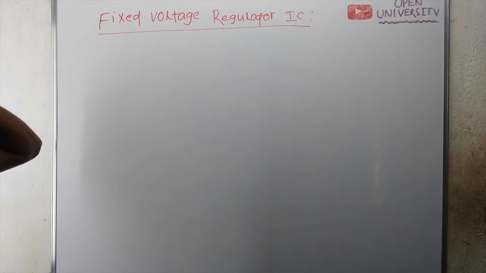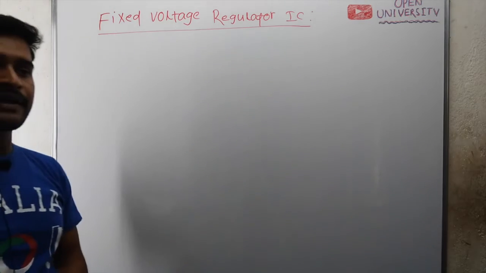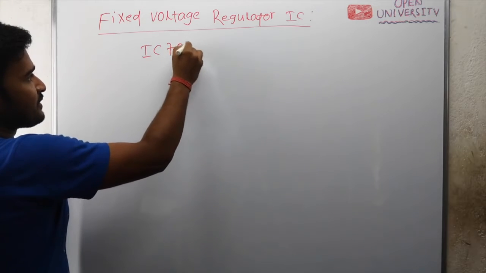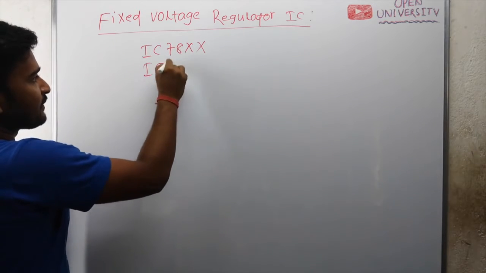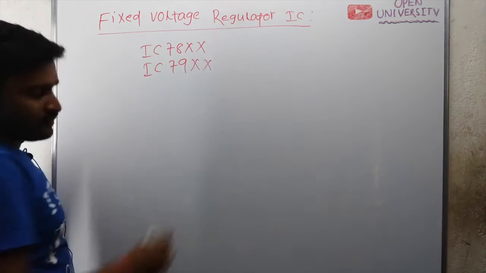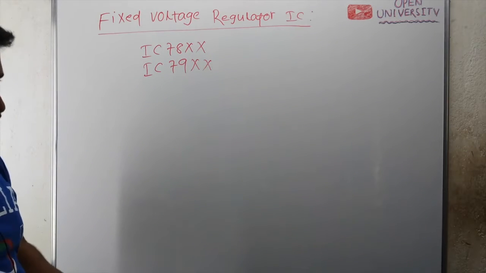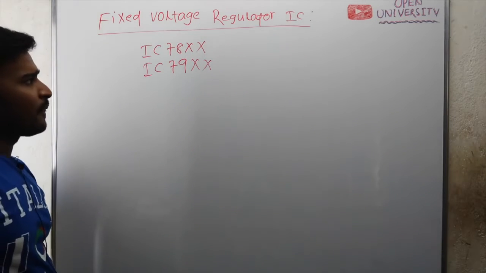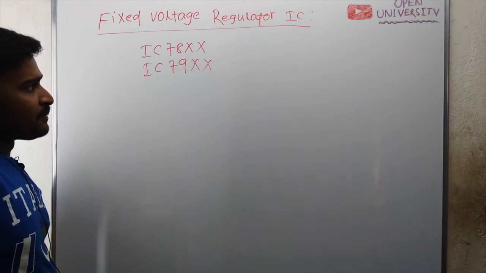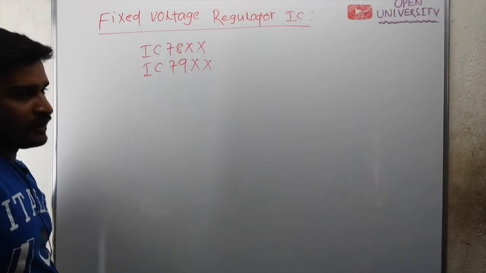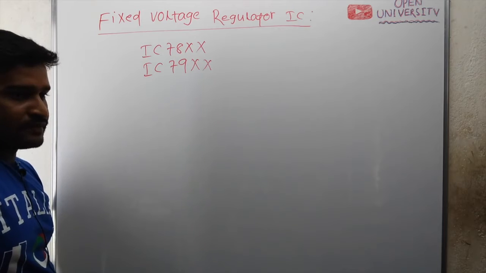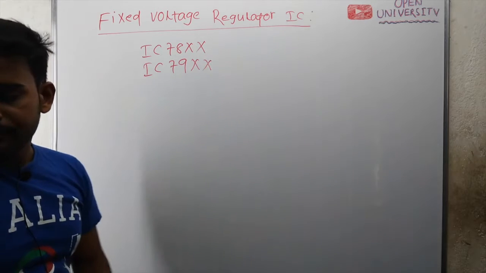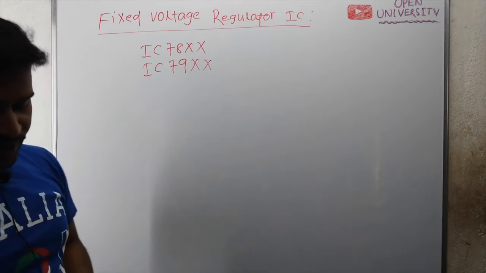Write down IC78XX and IC79XX provides a fixed regulated output voltage. That means these ICs will provide constant DC voltage. Okay, write down next point.